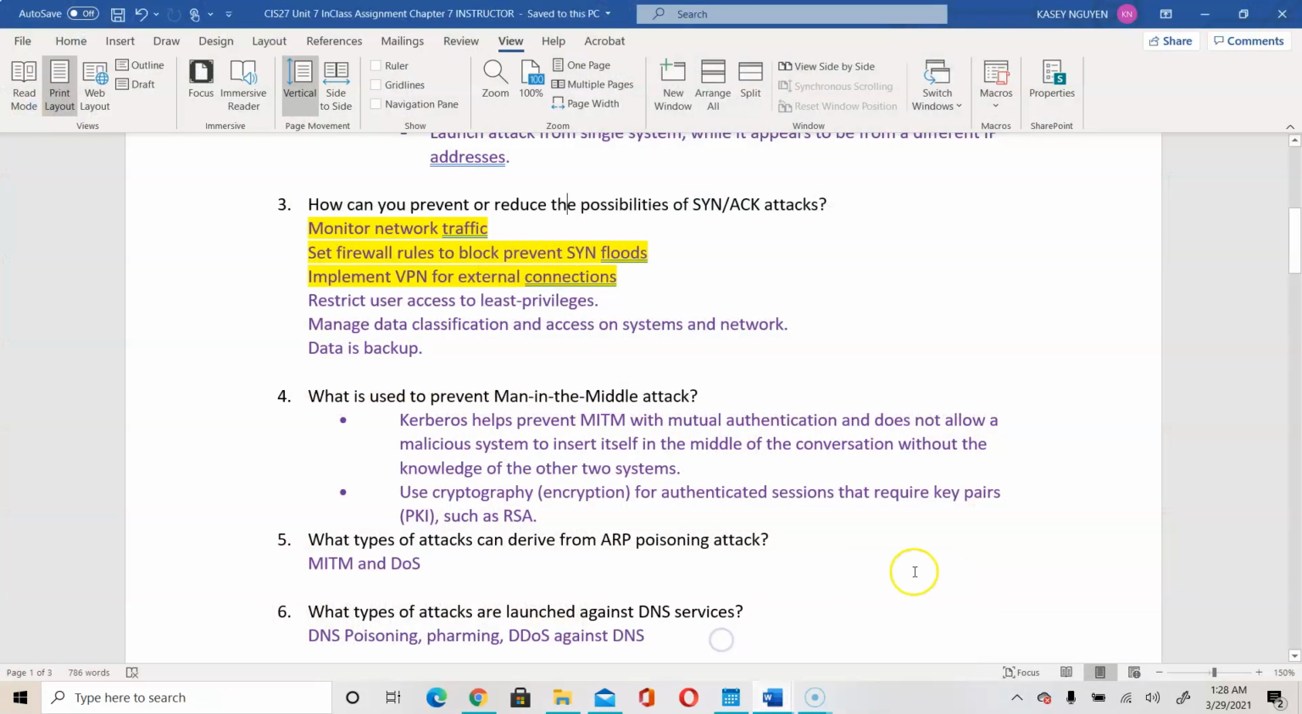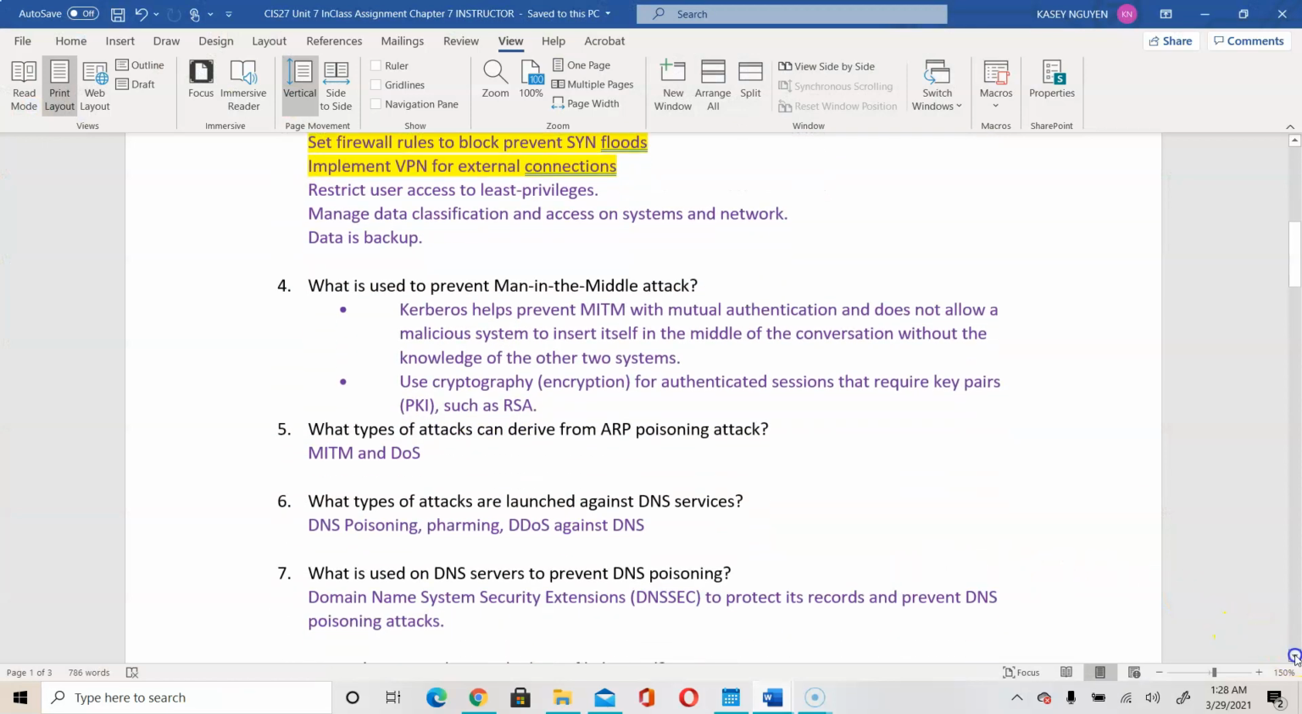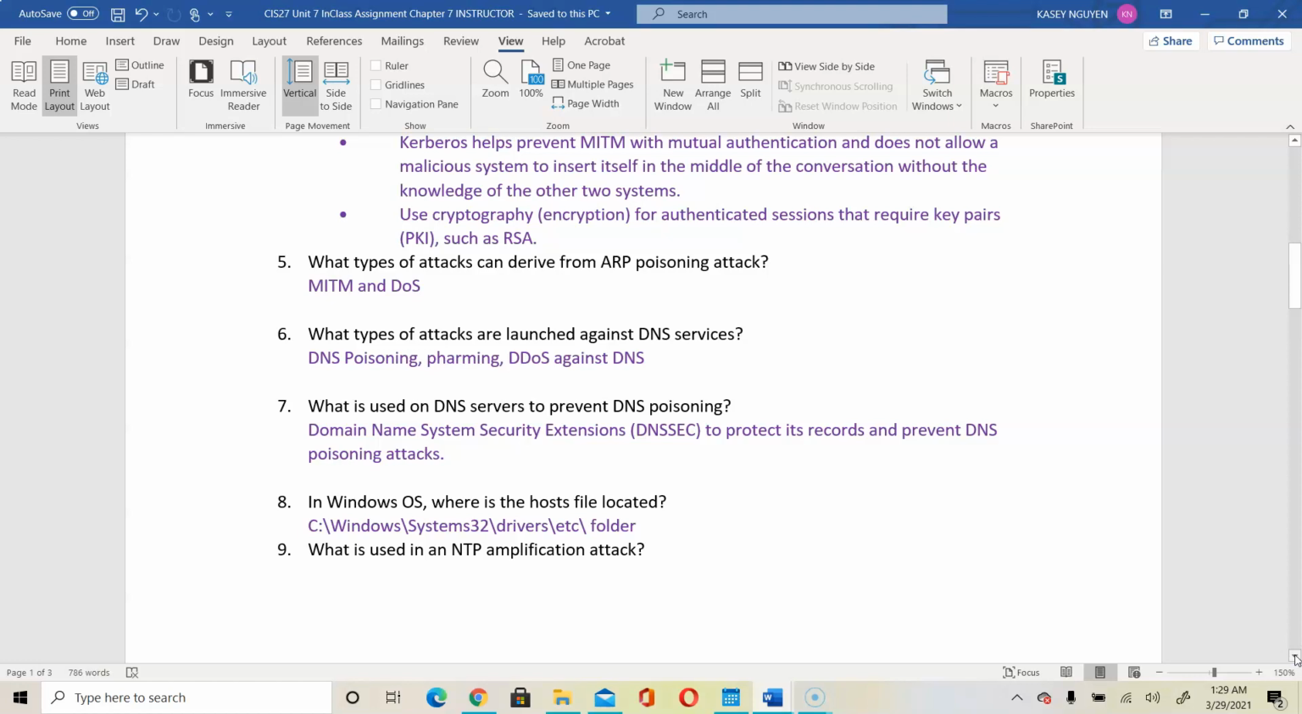So in the question, it asks you what type of attacks are launched against DNS services. For number 6, we can put down DNS poisoning, pharming, distributed denial of service against DNS. For question 7, it asks you what is used on a DNS server to prevent DNS poisoning. We would have to use Domain Name System Security Extensions, or DNSSEC, to protect the record and prevent DNS poisoning attacks.